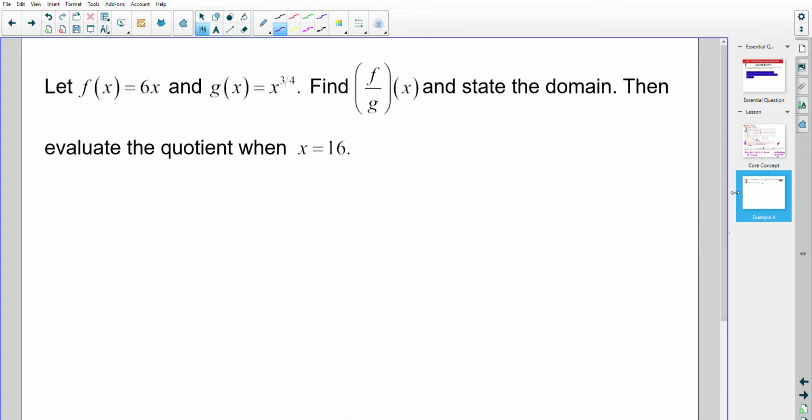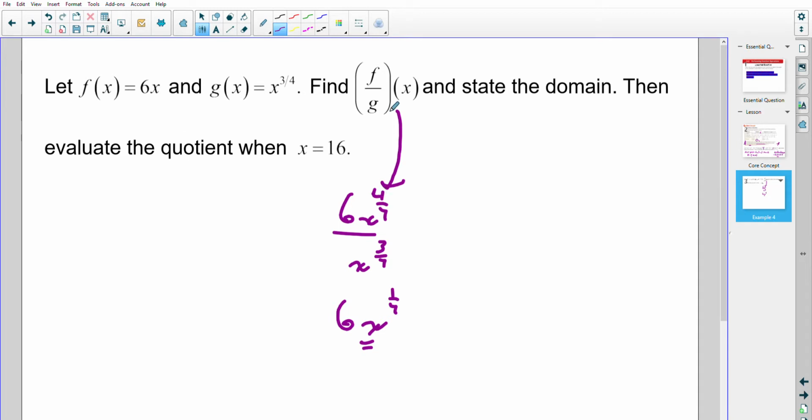Now, you can do the same type of idea here. What does this equal? That equals, let's see, 6x divided by x to the 3/4, which means this is to the first or the 4/4. And this is bigger, so I'm going to keep it here, and it's going to be 6x. Subtracting them gives you 1/4. So that's what your first answer is.